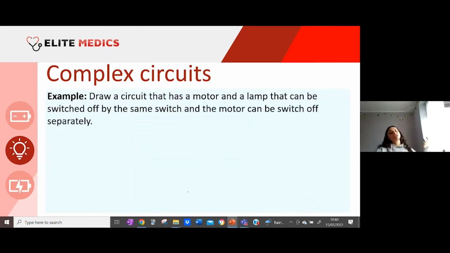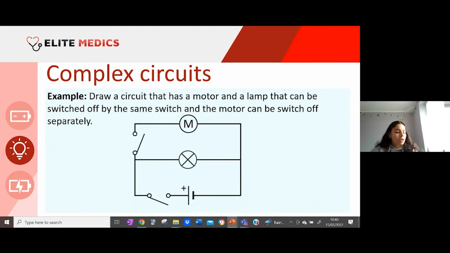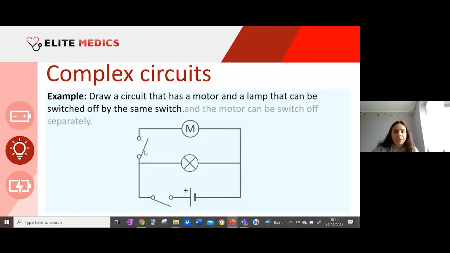So next question, if you guys want to have a go at drawing this, draw a circuit that has a motor and a lamp that can be switched off by the same switch, and the motor can be switched off separately. Actually, don't bother with that one, it's exactly the same. Like I said, this one shouldn't have been here. But yeah, that's the right answer for that.